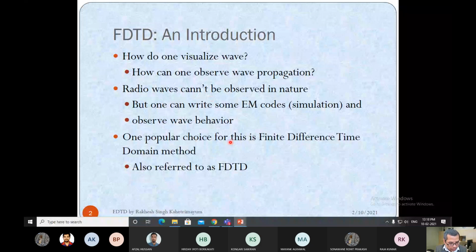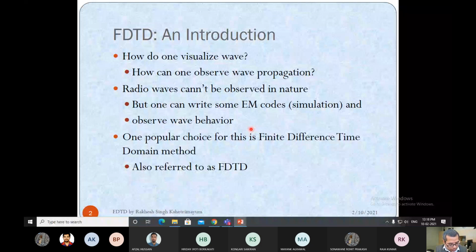So I'll run some of the programs here in the class itself, and show you how the wave behaves, how the wave propagates, what happens to the wave when it hits a wall, how antenna radiation looks like, those kinds of things. We can do all those kinds of wave visualization using the finite difference time domain method. That's not the only thing.